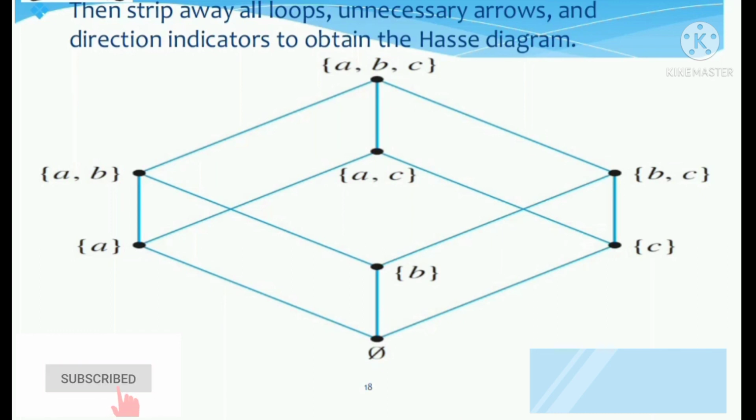The first one, the bottom, is empty. The second level is the single sets: A, B, C. Then we take A B, then A C, and the third one B C. Again at the top, we can use all the values A, B, C. We get the answer {A, B, C}.